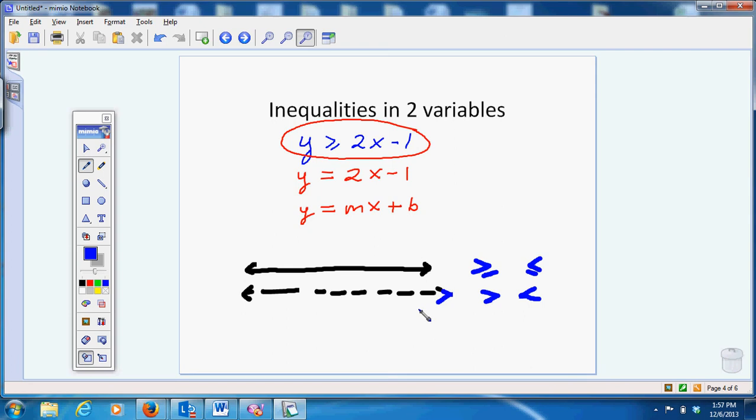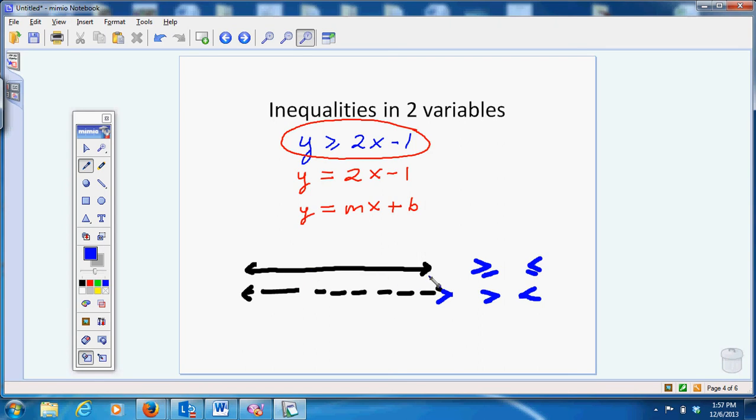I just wanted to make sure that you understand that when you graph these inequalities in two variables, you're going to have a line. And that line is a boundary line. And I'll show you, you'll understand more of what I'm talking about boundary line in a second when I graph some of these. But these lines can either be solid or they can be dashed.